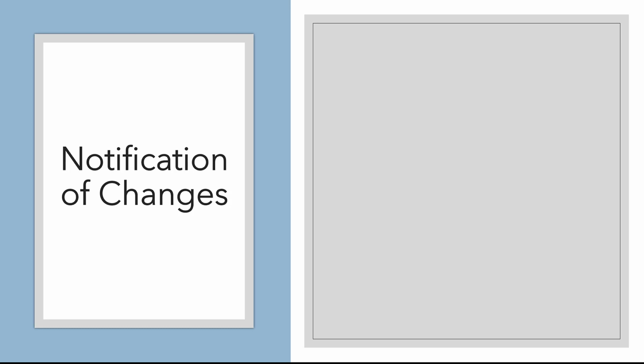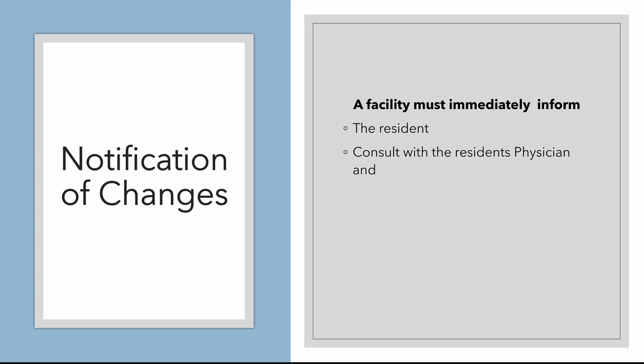So F-Tag 580 is focusing on notification of changes. And what it states is that a facility must immediately inform the resident and consult with the resident's physician and with the resident's authority, the resident's representative. Now, this can be a family member, it can be a friend, it could be anyone that the resident has designated that the facility can give information to.